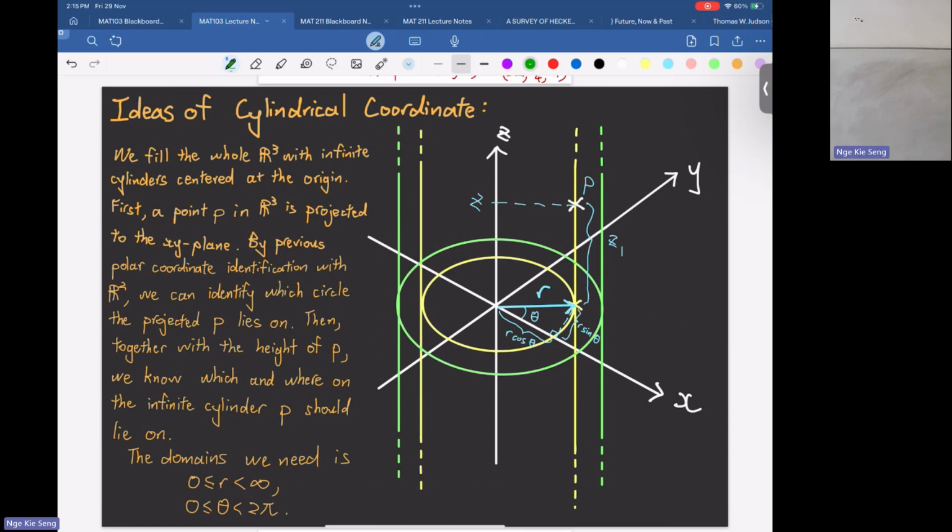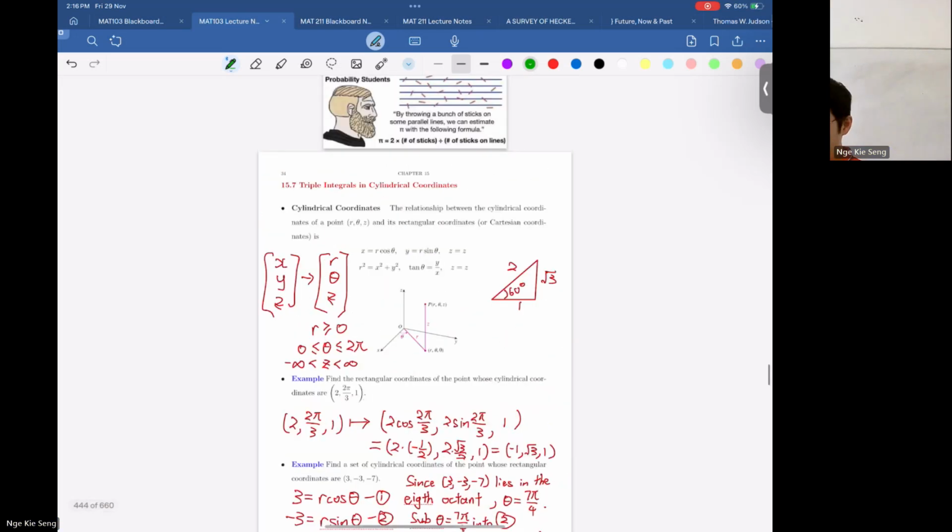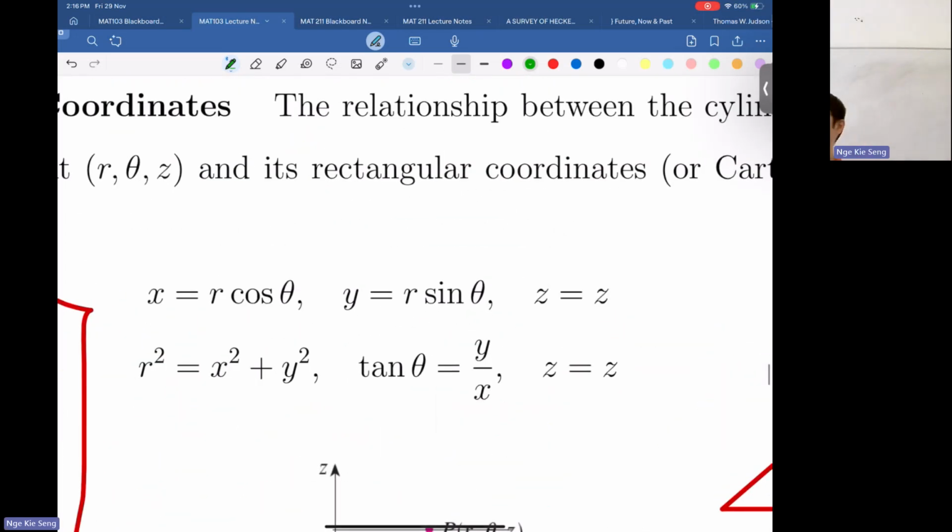So how to imagine a cylinder from polar coordinates? If you just look at polar coordinates, you have a circle. But how to form a cylinder? You just put a bunch of circles together. Fill the top, fill the bottom, and then you will get a cylinder here. So what's the change of variable here? It's similar to what you know from polar. In x, you have r cos theta. In the y direction, you have r sin theta.